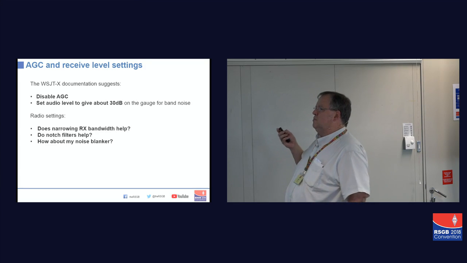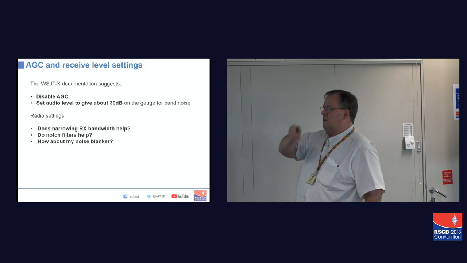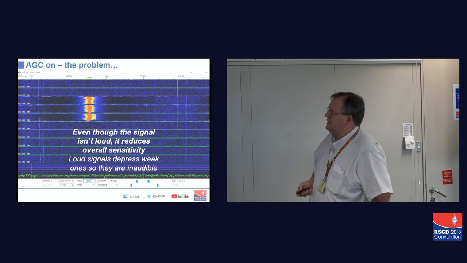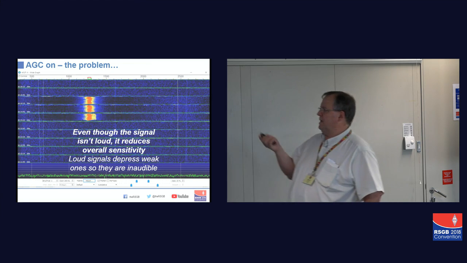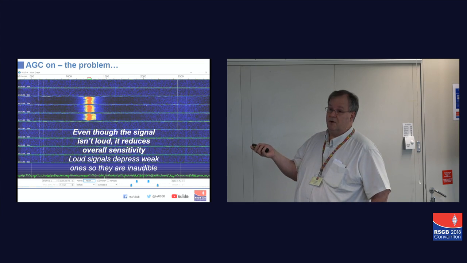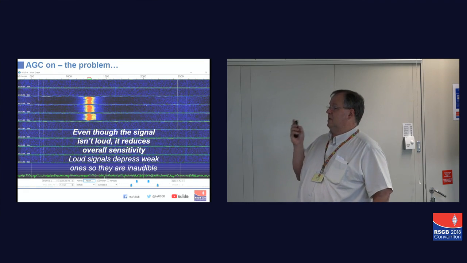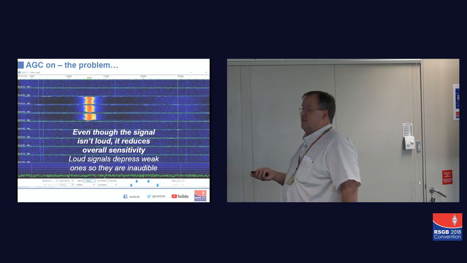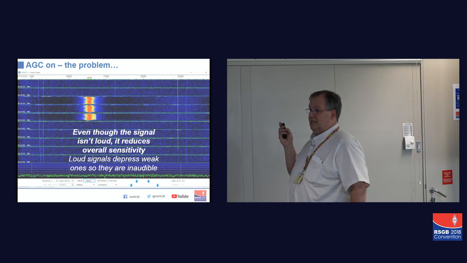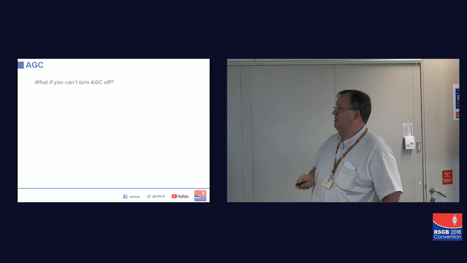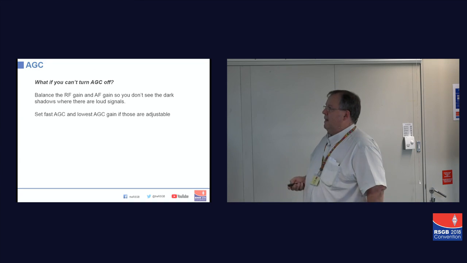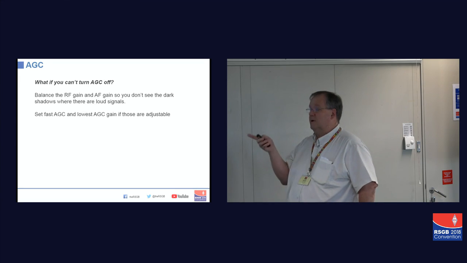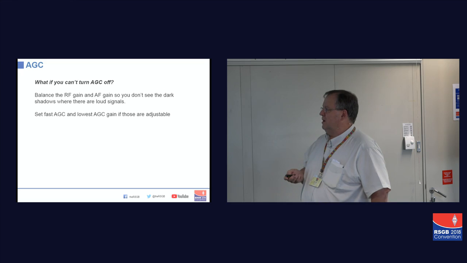People always say, well, would it help the program if I narrow my receive bandwidth? Would notch filters help? And would my noise blanker help? So when you've got AGC, usual problem, big fat signal, it depresses everybody else so you can't hear them. So the weak signals nearby get flattened out. With AGC off, you would be absolutely deafened, but FT8 is not human ears, and it doesn't care. It's got a 50 dB dynamic range at least, so it really doesn't care if you turn your AGC off very much. If you can't turn it off, you're going to have to play a game balancing the RF and AF gain until the point where you don't see dark shadows like I was getting there. Set the AGC as fast as it'll go and the gain as low as it'll go.